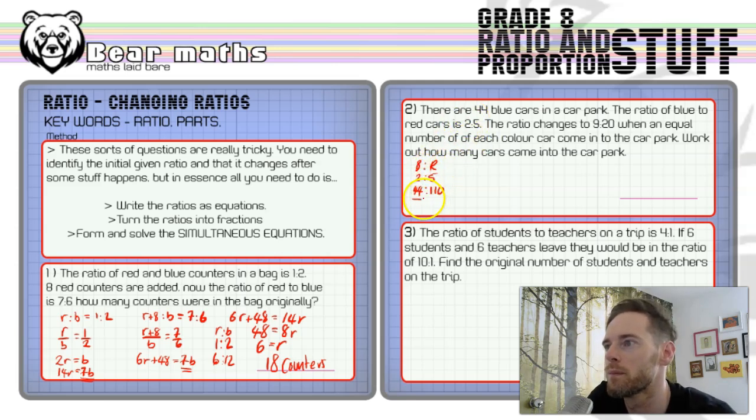Yeah, blue to red. Now we know how many blue cars there are, we know how many red cars there are, and that's great. So we can use those numbers in our question, or in our ratio equation.